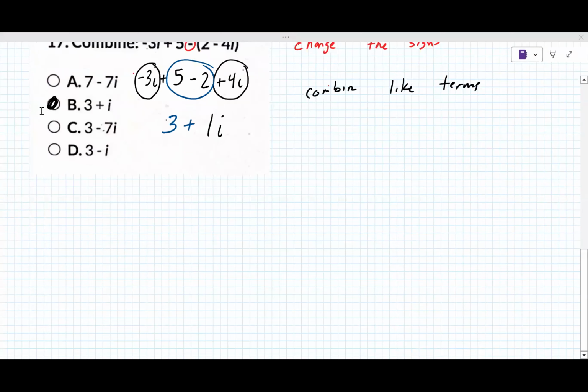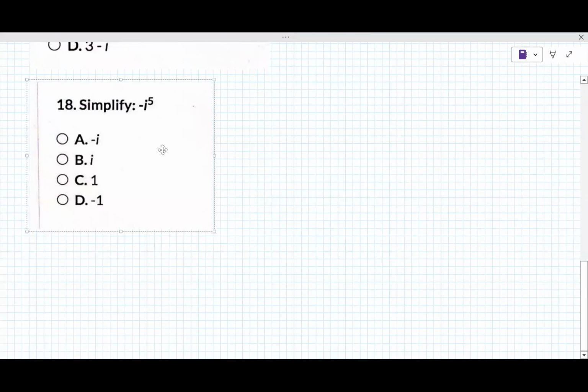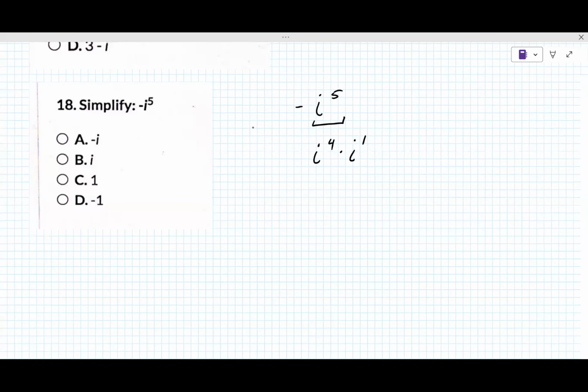Okay. I already know the answer to 18. Do you want me to check it, or do you feel like you've got it? Check it maybe. The answer is A. So this i to the 5th becomes i to the 4th times i to the 1st power, and i to the 4th is equal to 1. So this negative comes down. So the i to the 4th becomes 1, and then the i comes down, and it's just negative i, like you said. Good.